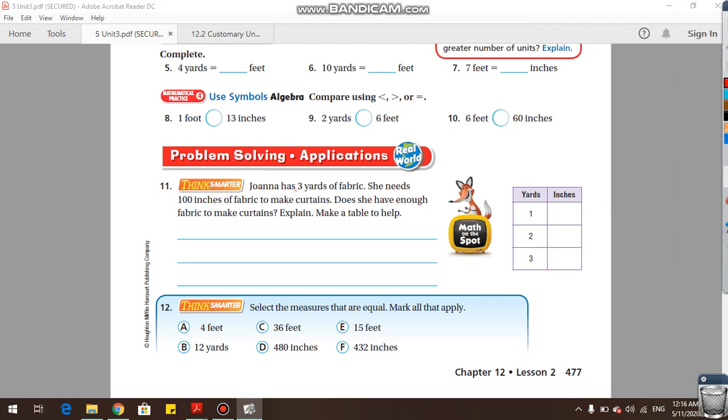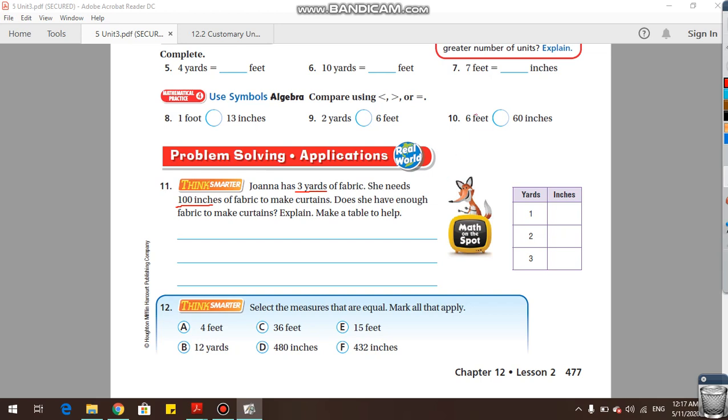Jonah has 3 yards of fabric. She needs 100 inches of fabric to make curtains. Does she have enough fabric to make curtains? Explain, make a table to help. She has 3 yards of fabric, and she will need 100 inches. Okay guys, so I have to change the yards into inches, then I'm gonna compare between the two of them.